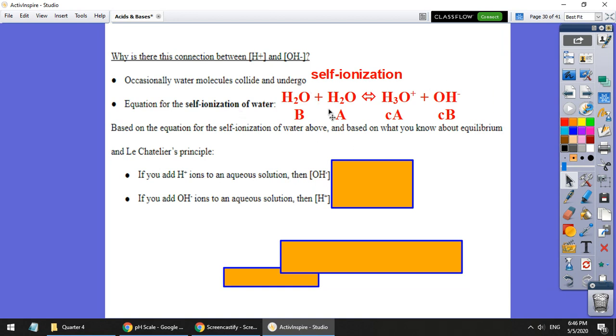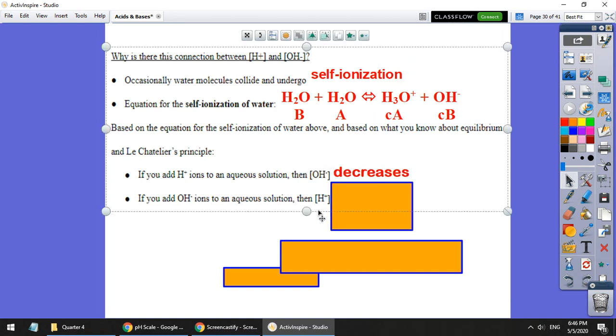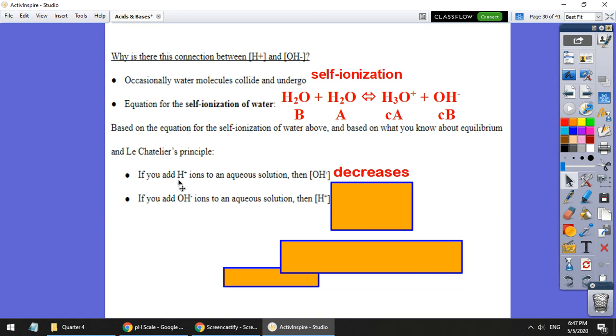Well, let's look at our equation here. If we add H+ ions to the system, now there's going to be too many products on this side, and it's going to increase the reaction happening to the left. If the reaction to the left is happening more, that's going to use up some of this OH-, and the concentration of OH- is going to decrease. So again, notice what happened here. We added H+ ions, and the concentration of OH- decreases. If one goes up, the other goes down.